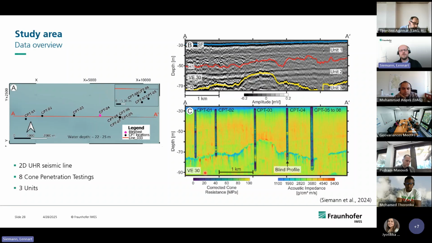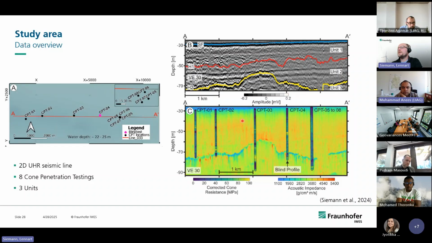Later in the continuation of this work, which will hopefully also be published soon, we have also done blind tests for all the different CPTs. Here you can see the seismic line. It's a quite simple interpretation. So we have basically 3 units here. This is marine seismic data. You have kind of a clay unit here. The rest is, I don't know, sandish material, more or less.